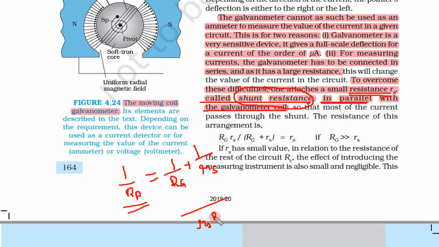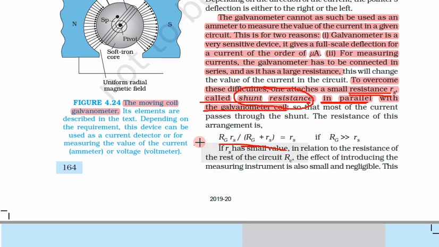You get Rs Rg upon Rg plus Rs. When you reverse it, you get Rp, the resistance in parallel, equal to Rg Rs upon Rg plus Rs. Now we have taken this Rs to be very small. That means Rg is very big and Rs is very small. So we can neglect this Rs.